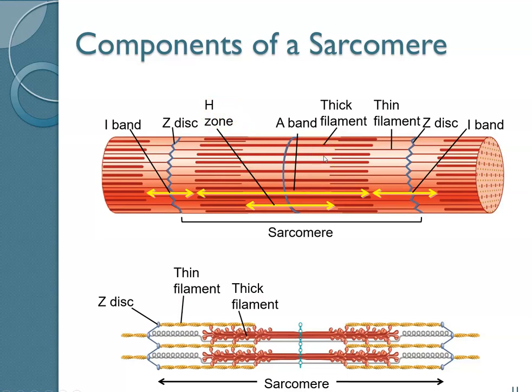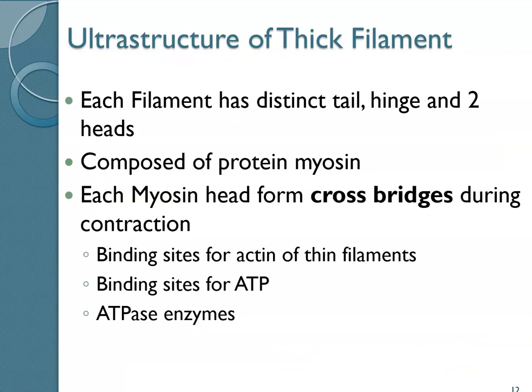Okay, during the contracted state, the overlap increases. The A band does not change size, but the I band decreases. The H zone actually disappears, which we'll talk about. The M line is right in the middle, so M for middle of the sarcomere.